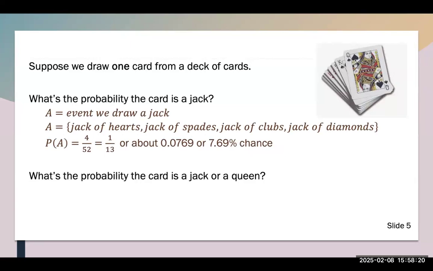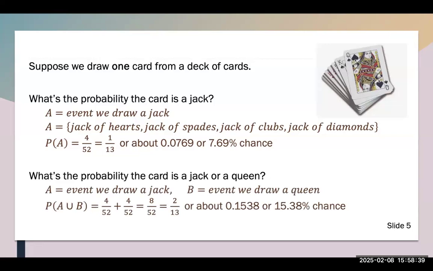Now let's start over. We still have that deck of cards. All of the cards are there. If I draw one card, what's the probability the card is a jack or a queen? This is one of the first times we see the word or coming in to play here. Now, if we let A be the event we draw a jack, we said there were 4 jacks. And we're going to let B be the event we draw a queen, and there are 4 queens. Now, both of these events are mutually exclusive. You cannot have a card that's both a jack and a queen.